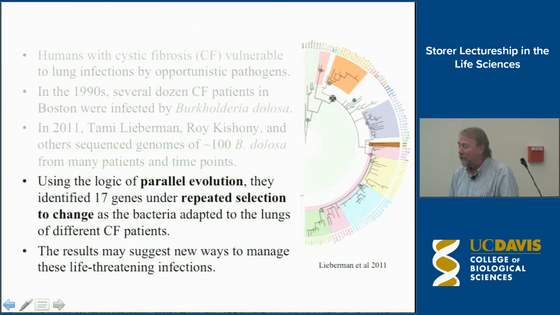And using that logic, and again, I'm not going to work through their details, they were able to identify 17 different genes that within the course of this outbreak showed highly significant statistical evidence that those genes were under positive selection in the lungs of these patients. That is, different mutations typically, but in the same gene, were independently arising at different points in this evolutionary outbreak.